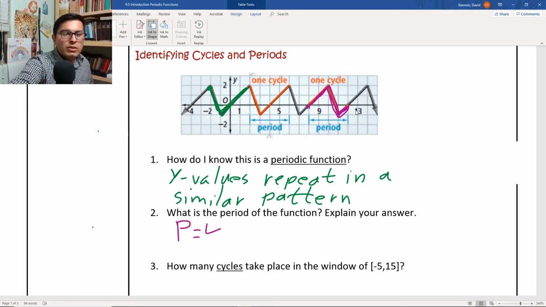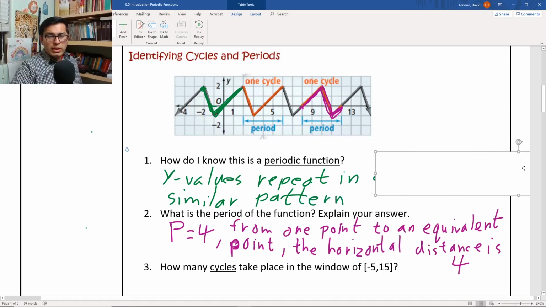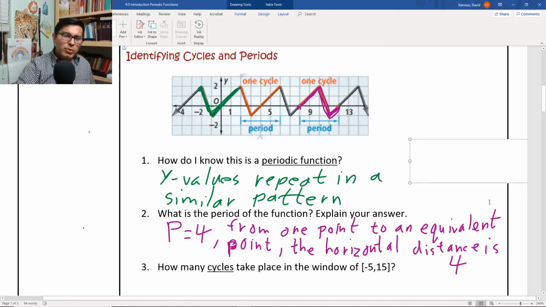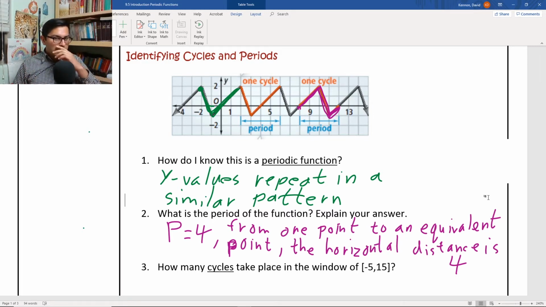P equals 4. Now, for the explain your answer portion of this, you saw a couple weird lines on the right just pop up and some other stuff. So I have obviously just taken my time to write this and then cover it up with a poorly placed white block. And I feel way too lazy to figure out any better way of doing this. So, to the explain your answer portion of this question, from one point to an equivalent point, the horizontal distance is 4. That is the way of actually saying it. But we would just say the period equals 4.